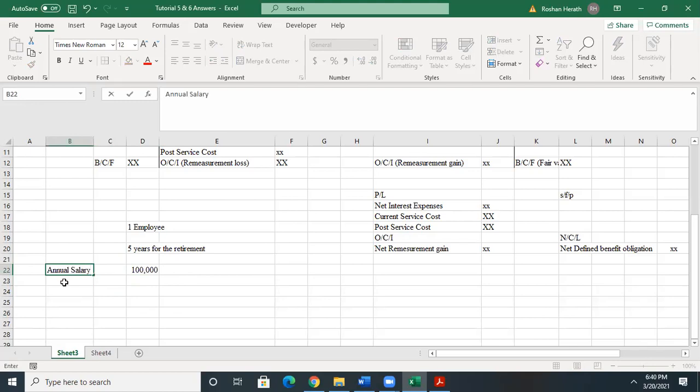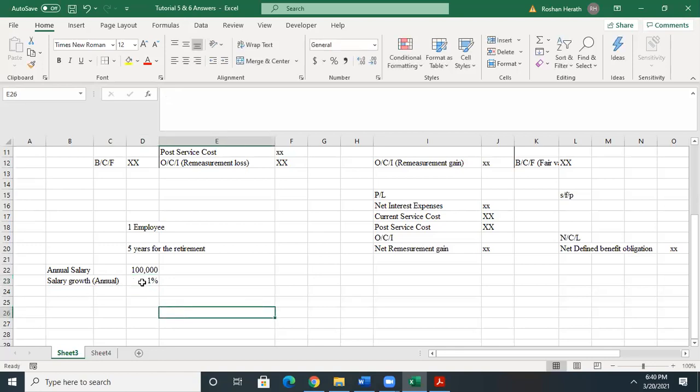And we can expect even a growth in this. Let's say that the annual salary growth is, say, 2% or even 1%. Let's say 1% growth in the salary, right?